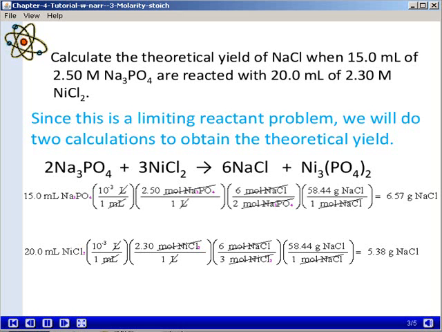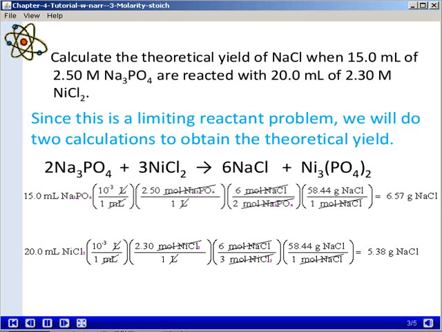Beyond that, it's a pretty standard limiting reactant problem. We're going to use the mole ratios that we obtained from the coefficients in the balanced equation to convert from moles of sodium phosphate to moles of sodium chloride in the top calculation. And then the last conversion is the molar mass of sodium chloride, used to convert from moles of sodium chloride to grams of sodium chloride. And the answer that we obtained is 6.57 grams of NaCl with three significant figures.